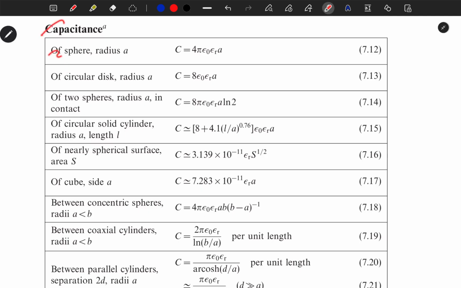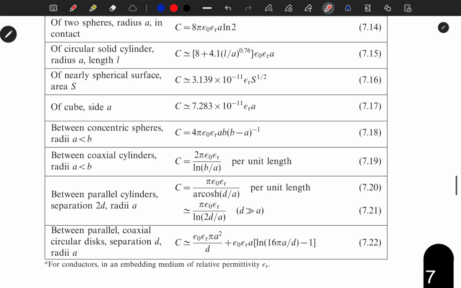Now capacitance. For a sphere of radius A, C equals 4 pi epsilon times A. For a circular disc, 8 epsilon 0 A. For two spheres of radius A, we have 8 pi epsilon A times ln 2. For a circular solid cylinder, we have that formula. For a nearly spherical surface, we have this. For a cube, we will have these following values.